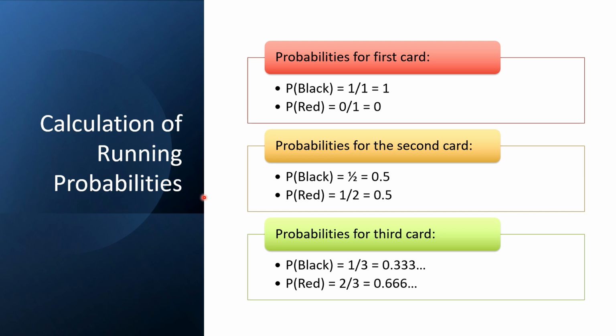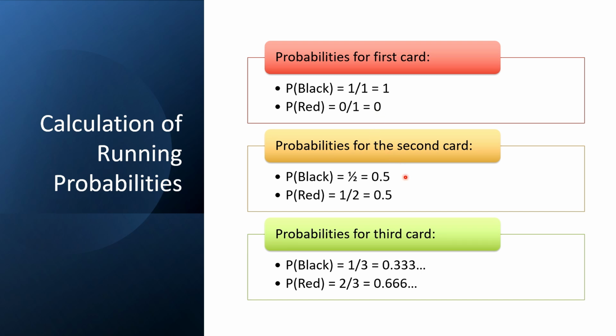I looked at the first card, and the first card was black. I'm going to calculate a running probability as I go through this deck. So the probability of black is 1 divided by 1 because there's one sample. The sample space is 1. We had one event. We pulled out a black card. So 1 divided by 1 is equal to 1. The probability of a red card was 0. So the experimental probability tells us there are no red cards because it was a black card.